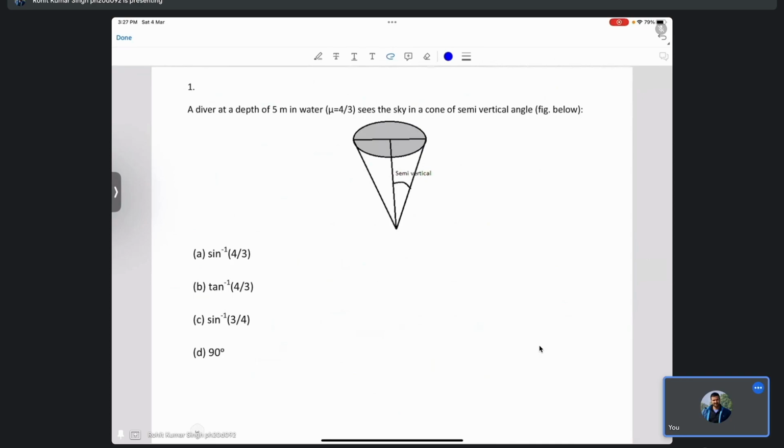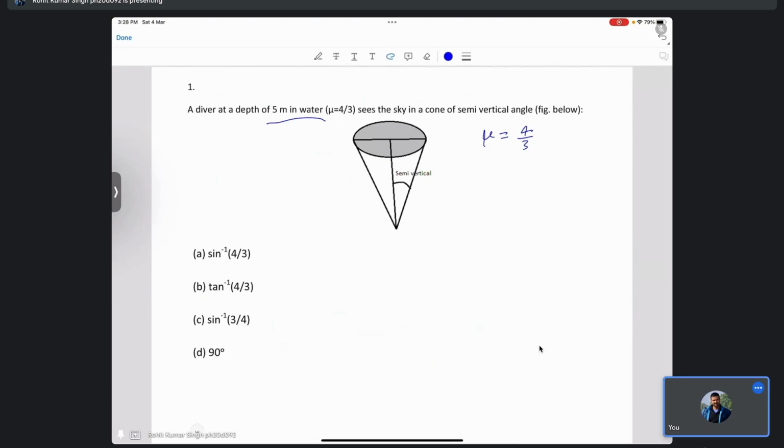So okay, thank you. So the question is, a diver at a depth of 5 meter in water, the refractive index of water is given, it's 4/3, sees the sky in a cone of semi-vertical angle, figure given below.